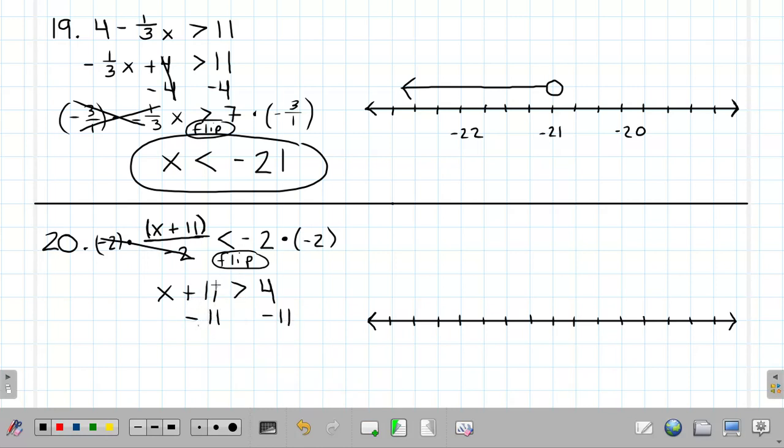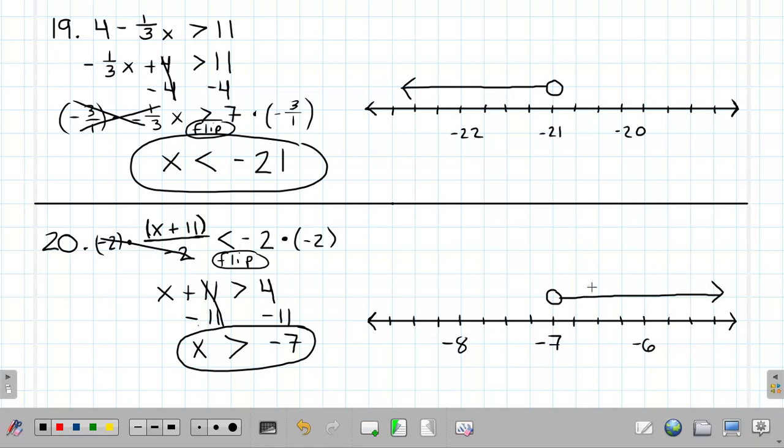In this case, it becomes a one-step inequality of subtracting 11 from both sides. So x is greater than negative 7. So same as always, we go to negative 7. There's negative 6, negative 8. We're going to have an open circle at negative 7, and our arrow is going to go to the right because we want numbers bigger than negative 7. Okay? And that's pretty much it.